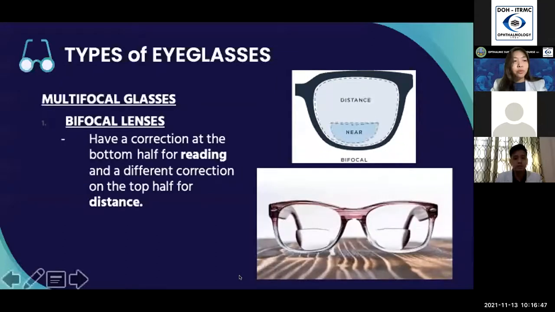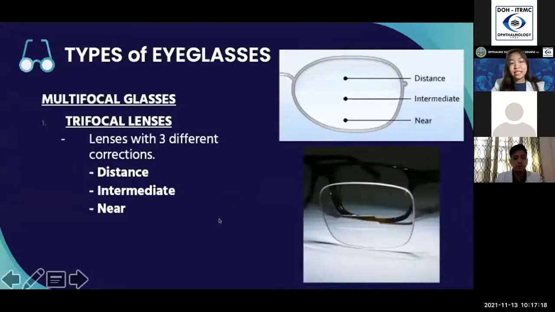Moving on to the multifocal glasses. First is the bifocal glasses. Bifocal glasses have a correction in the bottom half for reading, this one, and a different correction in the top half for seeing at a distance. However, it has a distinct visible line, this one, and has circle-shaped near vision lenses. These lenses are more commonly known as your doble vista glasses. Next type of multifocal glasses is the trifocal lenses. Trifocal lenses have three different lens corrections.